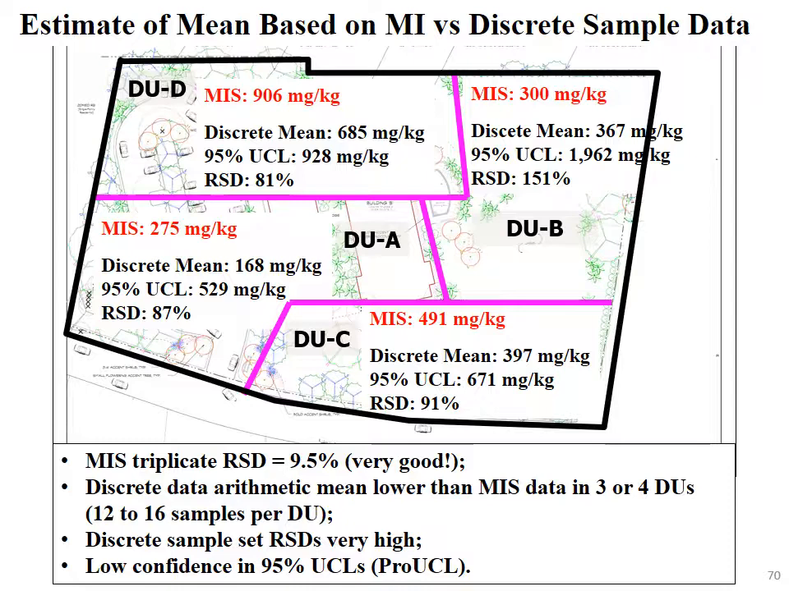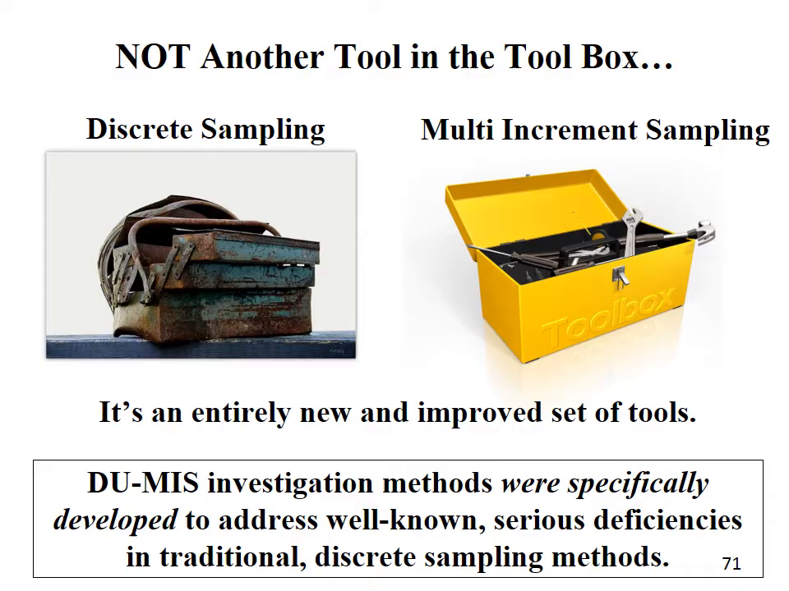Typically it's going to be less, and sometimes it's higher, but look at the RSD, 151%, 95% UCL, 1962 ppm, and the highest. So, you know, the discrete data here are just not useful for making decisions. That gives you an idea of the problems with discrete sample data just for risk assessment with just a single set of samples. Typically, the mean is going to underestimate the true mean, and your RSD very often is going to be high, but you don't have any money to collect additional samples. So consultants a lot of times just go with the highest concentration of the DU, which really defeats the whole purpose. So that's pretty much it.